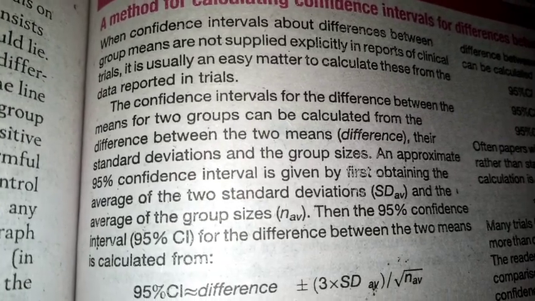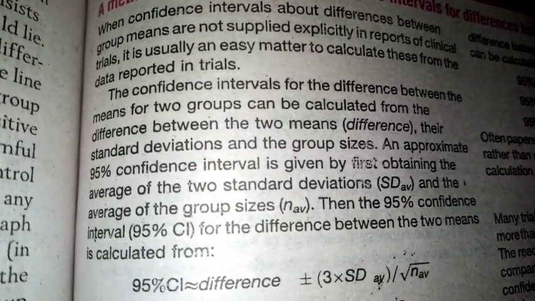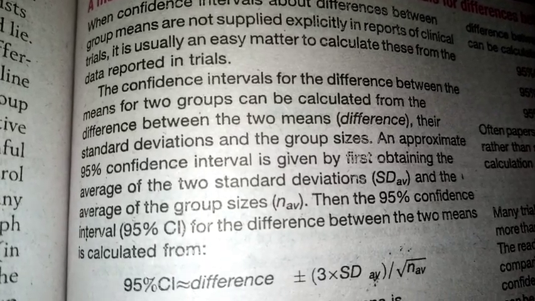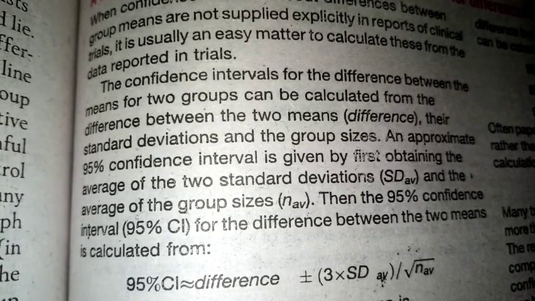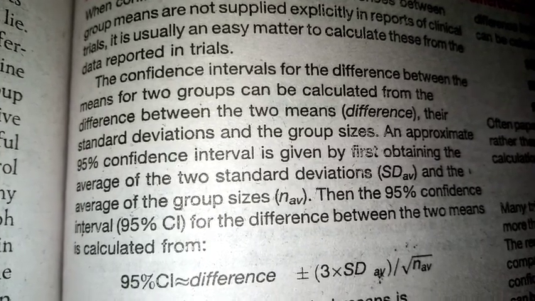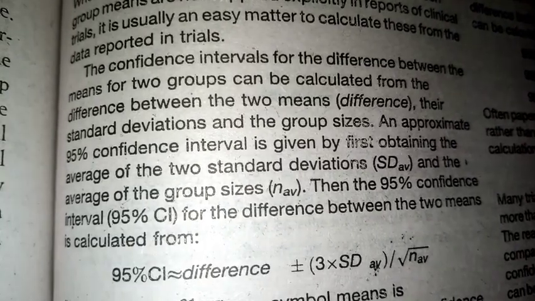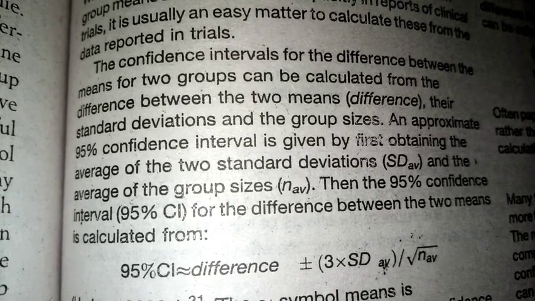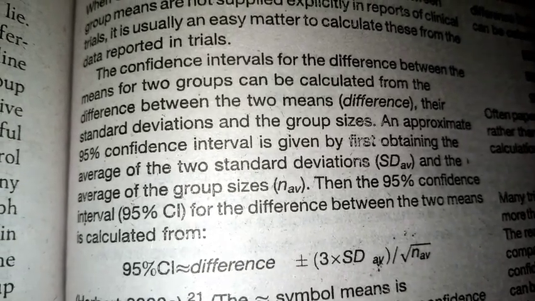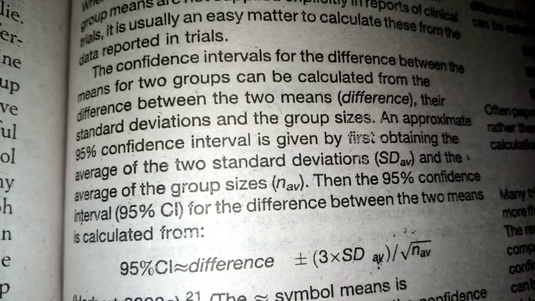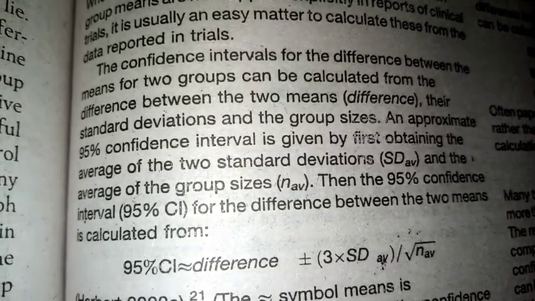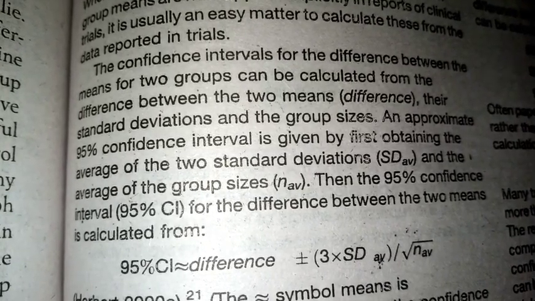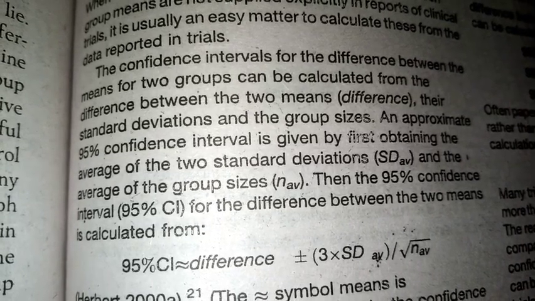The confidence interval for the difference between means for two groups can be calculated from the difference between the two means, their standard deviations and the group sizes. An approximate 95% confidence interval is given by first obtaining the average of the two standard deviations, which is known as SDav, and the average of the group sizes, Nav.